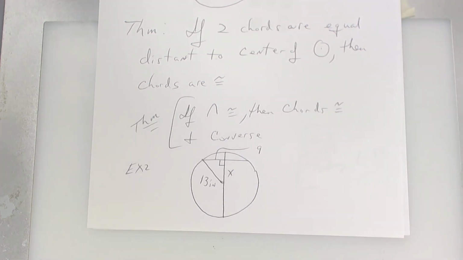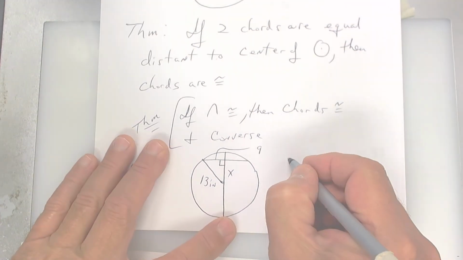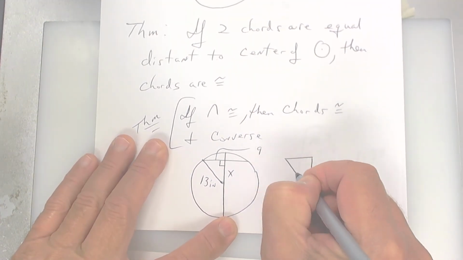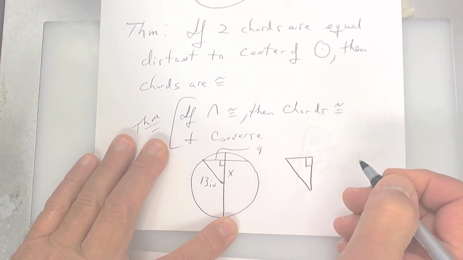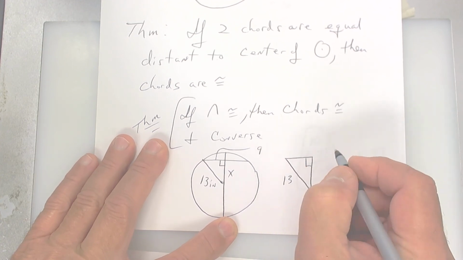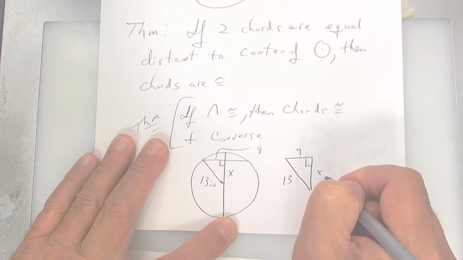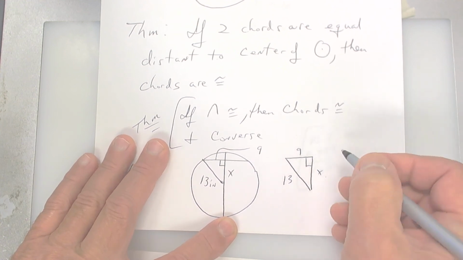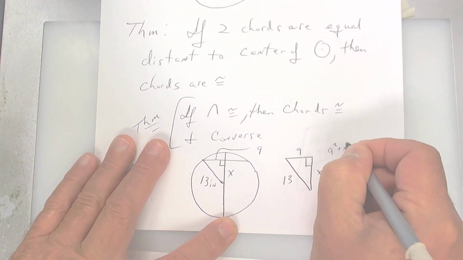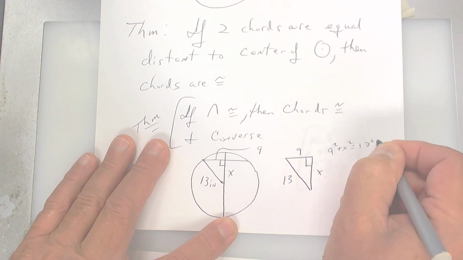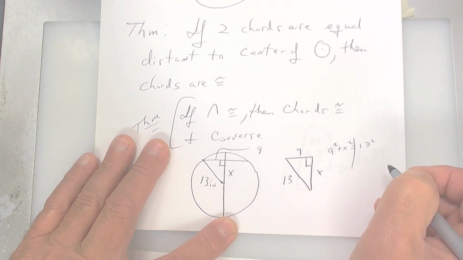All right, let's take a look at this diagram. This diagram is nothing more than a right triangle. So draw a right triangle like that. Your hypotenuse is 13. It looks like your short leg is 9. Short leg, long leg. And so you're going to do 9 squared plus x squared is equal to 13 squared. You're going to use the Pythagorean theorem.